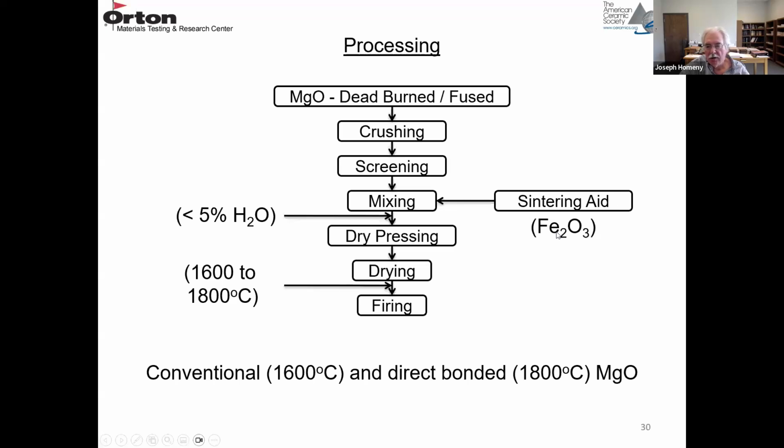So MgO can tolerate iron, so it's a sintering aid. So you can add to MgO some Fe2O3, small water contents for dry pressing, and then drying and firing. So the temperature range is usually 1600 to 1800 degrees C. When you fire it at the lower temperature, it's known as a conventional MgO refractory. Then when you fire it at the higher temperature, from 1600 to 1800, it's known as a direct bonded MgO.